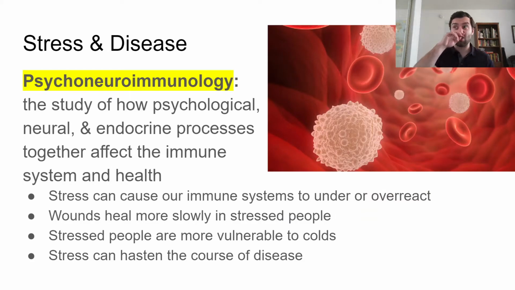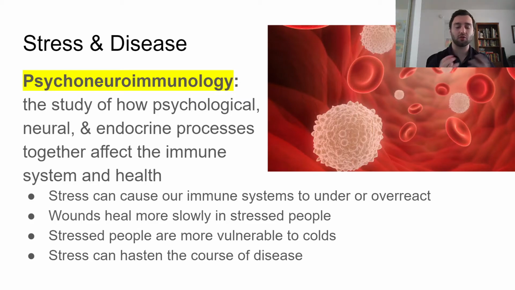So that gets us to what is called psychoneuroimmunology. What this is a combination of psychology, neurology, and the endocrine processes. So psychoneuroimmunology is basically the study of these things all together. Psychology, neural, and endocrine processes together affect the immune system and health. So we're looking at kind of a more holistic approach to basically immunology, right? Immunology is the study of the immune system and health and how they're related.